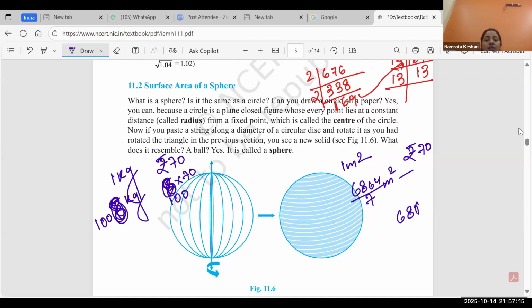Is it making sense? Yes. Ryan, are you getting it? LF, are you getting it? Yes.